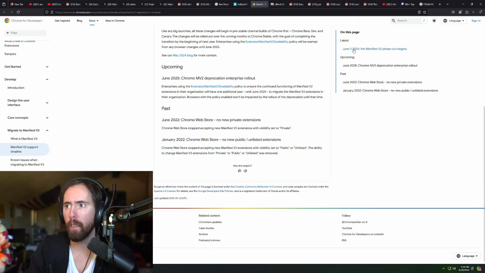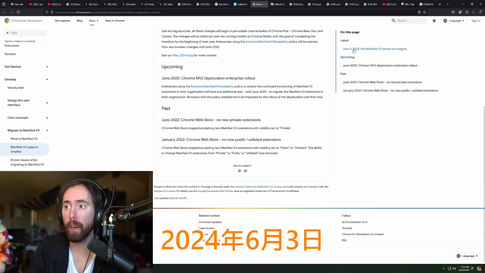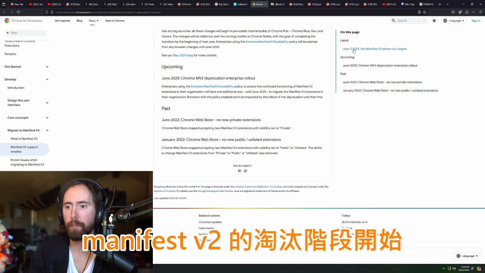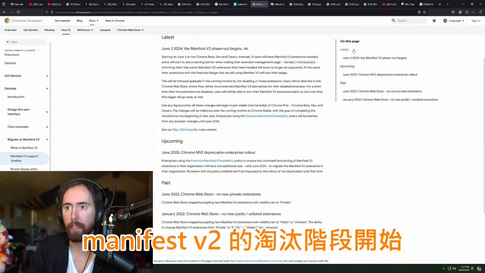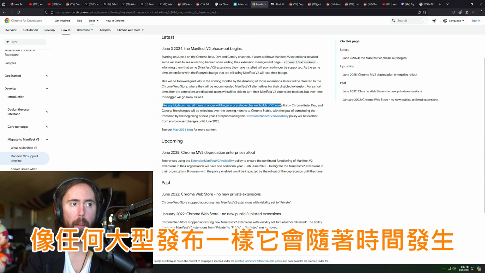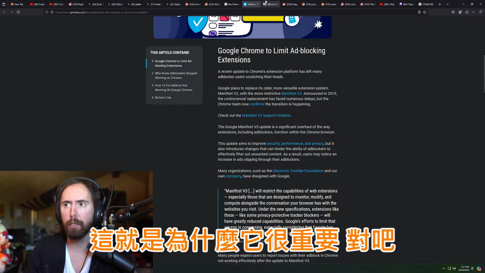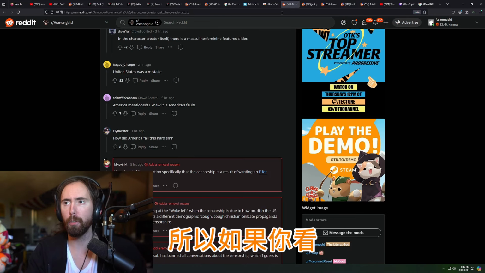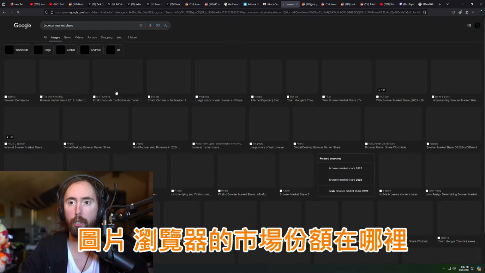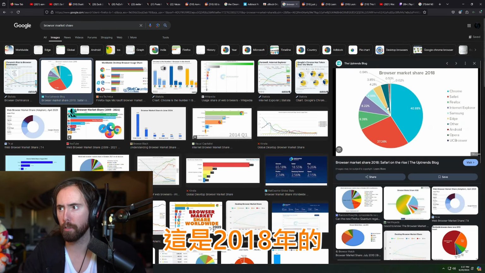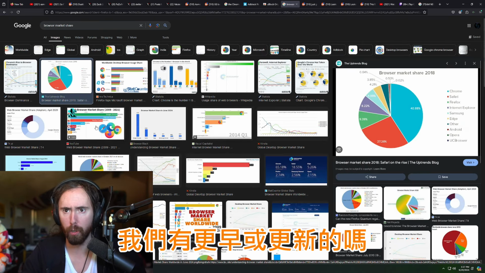So, June 3rd, 2024, the Manifest V2 phase out begins. Oh no. Like any big launches, it'll happen over time. Yeah, sure. Wow. And this is why it matters, right? And so if you look at images, where's the market share for browsers? This is for 2018. Do we have an earlier one? Or a newer one. Let me see if I can find one. Chrome's rise to dominance. Okay, here we go.